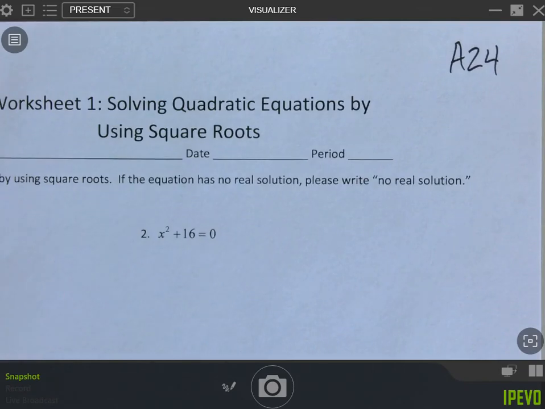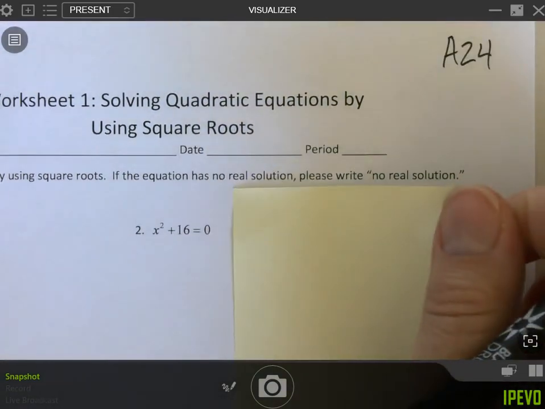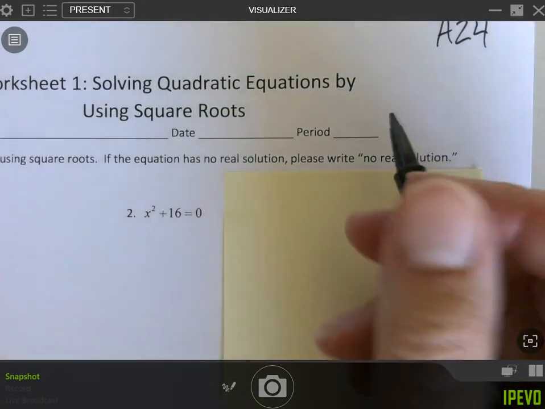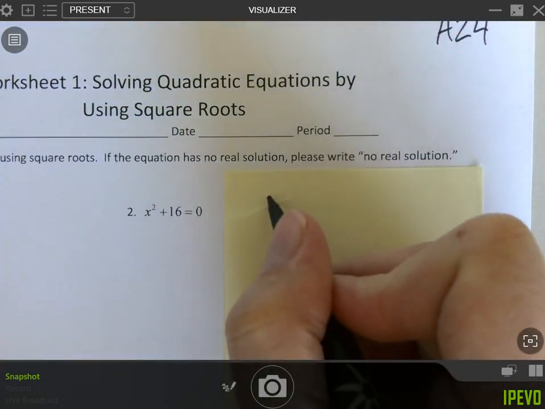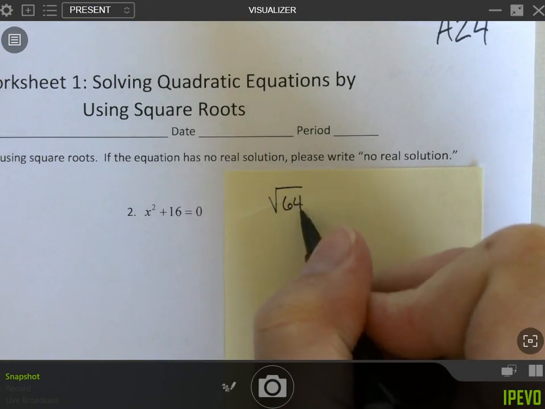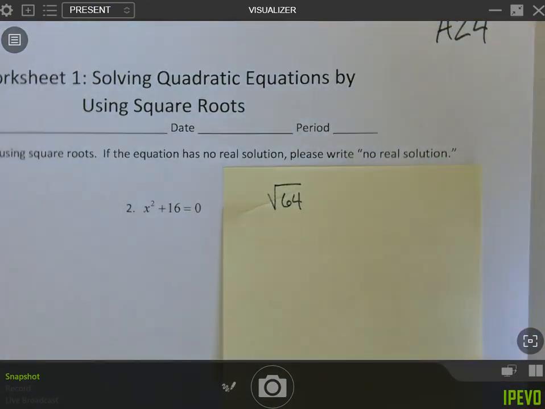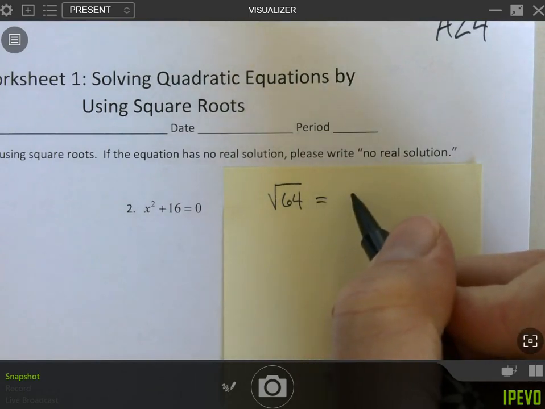So we're working on A24, which is solving quadratic equations by using square roots. We've previously done notes on these, but I just want to take you back real quick. If I give you the square root of 64, that's a perfect square. It's on my times table, on the diagonal. What is the square root of 64?